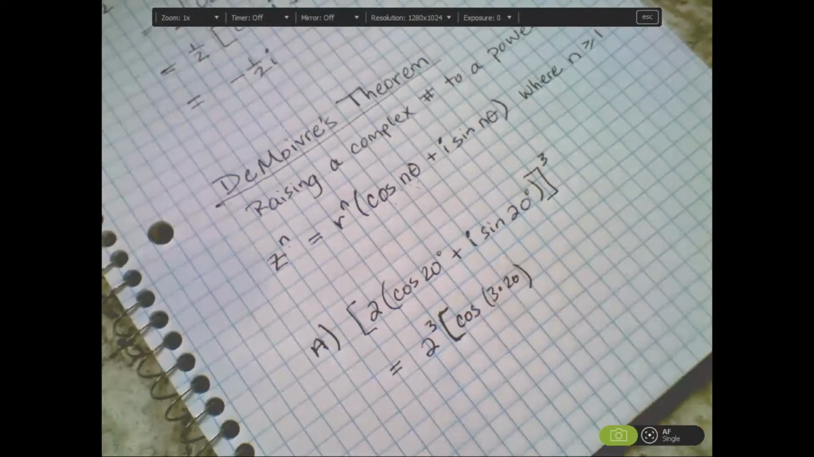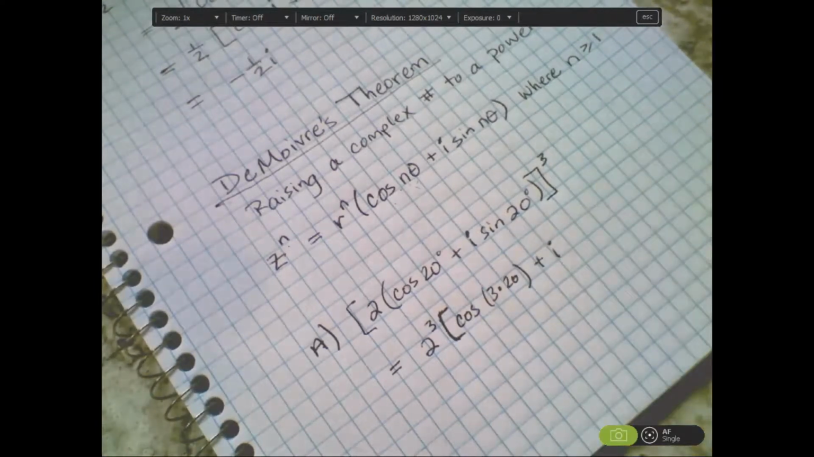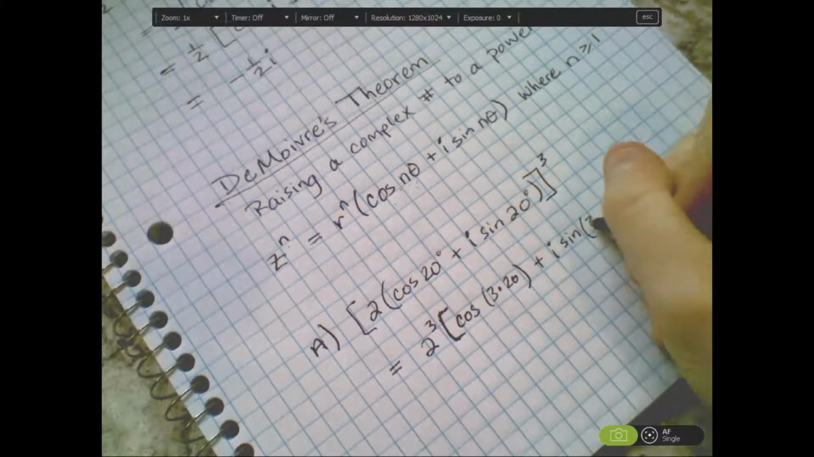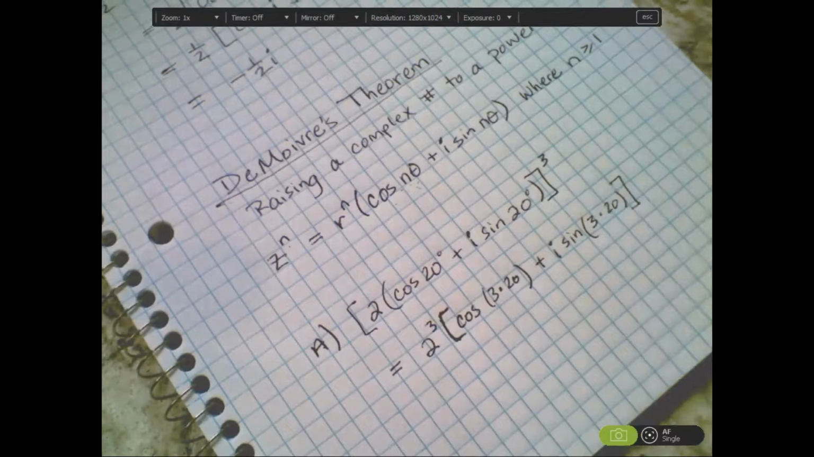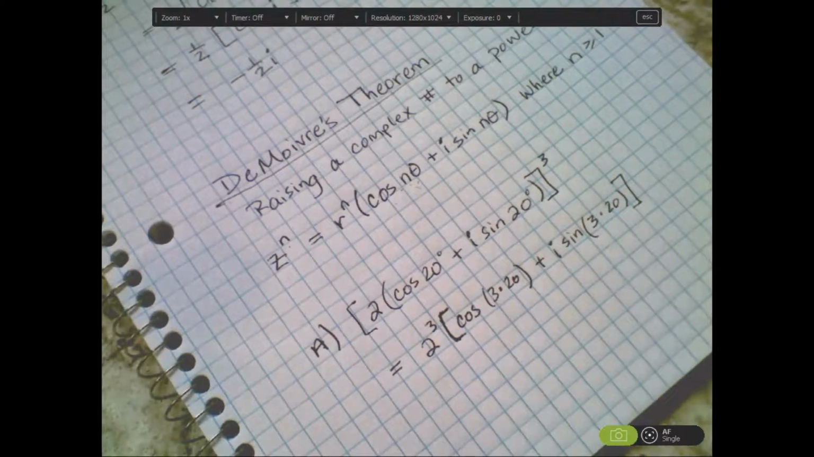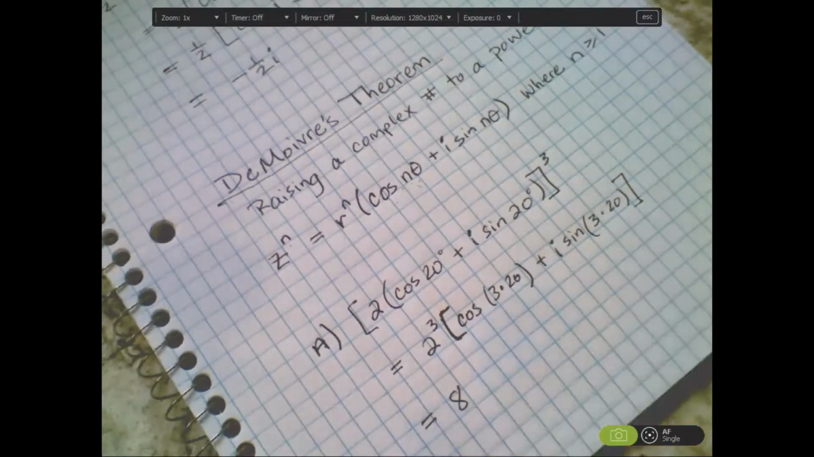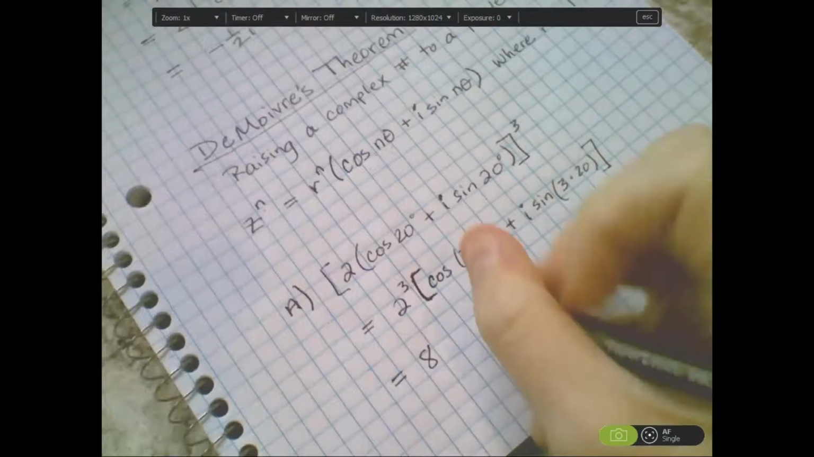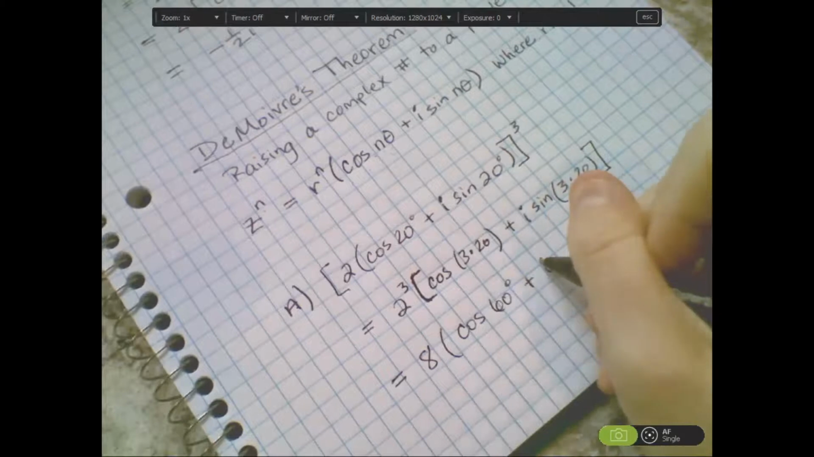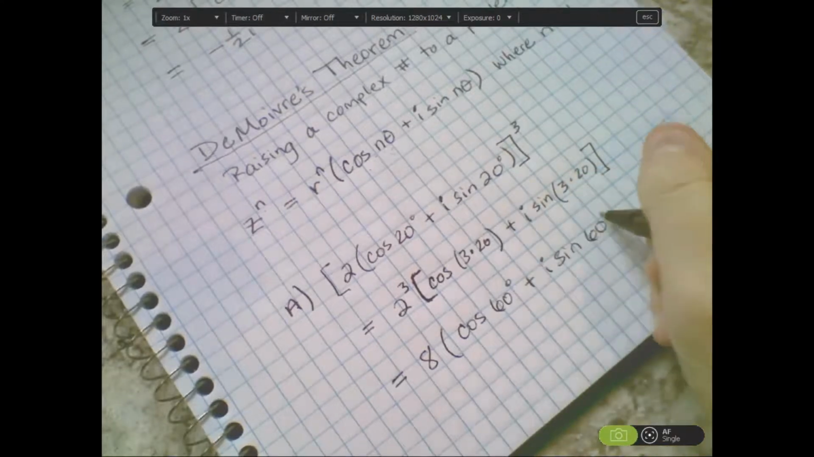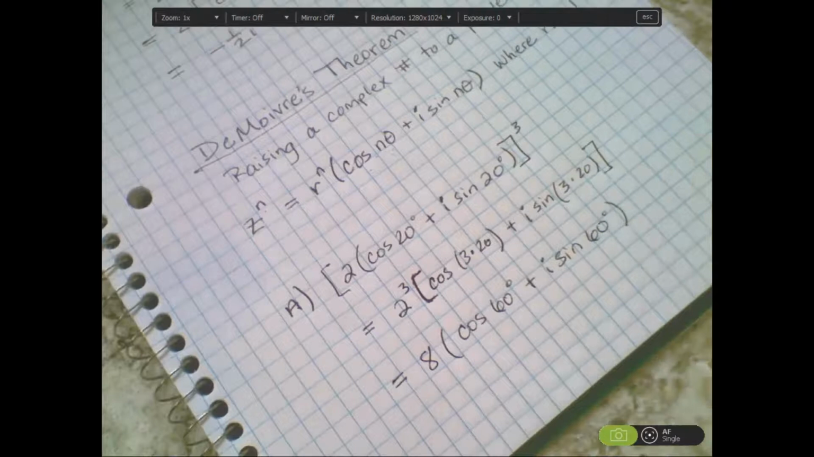Put my brackets back in here. And then I sine of 3 times 20. So it changes our angle measure, but not as much as if we were actually having to raise it to that power. That'd be a little crazy. So then we're going to end up with 8 times cosine of 60 plus i sine of 60. So 60 degrees, that's like pi over 3, right?